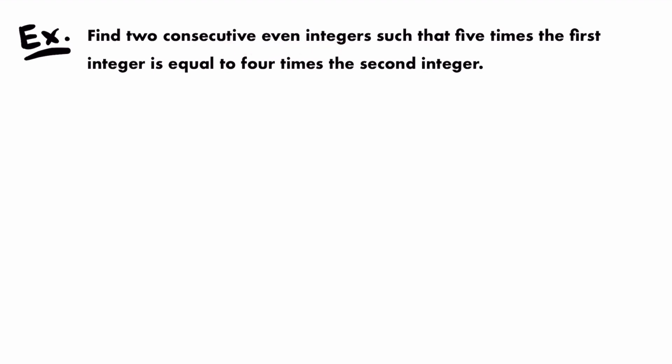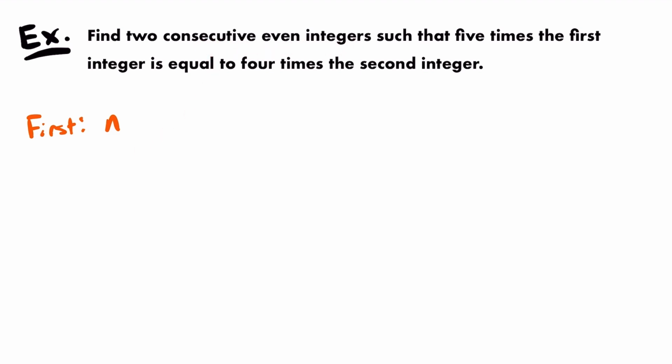So let's just call the first one n. Our first even consecutive integer will be n, which means that the second one will be that value of n plus 2. We're talking about consecutive even integers, not just consecutive integers in general.